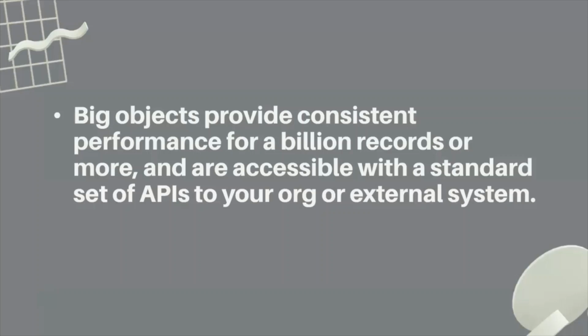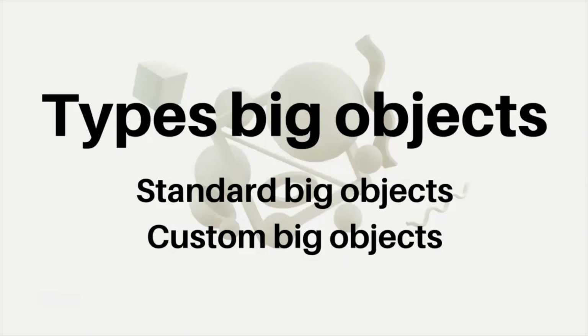Big objects provide consistent performance for a billion records or more and are accessible with a standard set of APIs to your org or external system. As we were discussing previously, big objects provide consistent performance for a billion records or more, and they are easily accessible with a standard set of APIs to your org or to external systems.